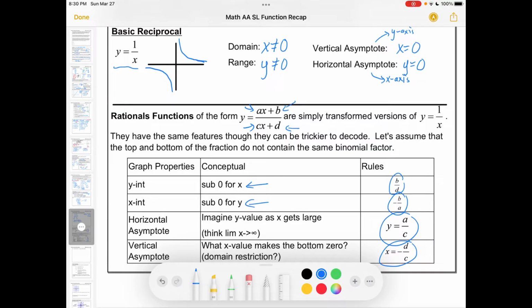For a horizontal asymptote, I'm just going to imagine what happens as the x values get large, because if we go out towards infinity, that just means an x that is big. And the y value that we approach will be the asymptote. So we can think of the limit as x goes to either positive or negative infinity, and we can do that informally. Lastly, for the vertical asymptotes, I'm wondering what x value makes the bottom 0, or what is the domain restriction? Whatever that is, that's going to be our vertical asymptote. And again, we're assuming that we don't have the same factors on top and bottom.